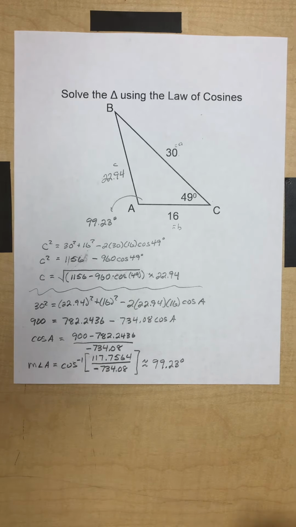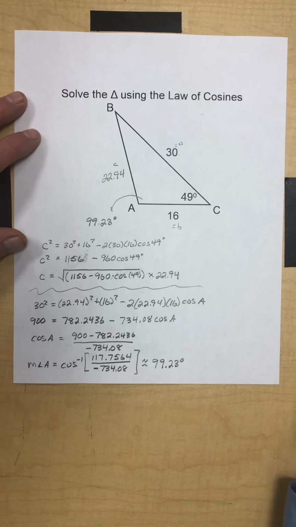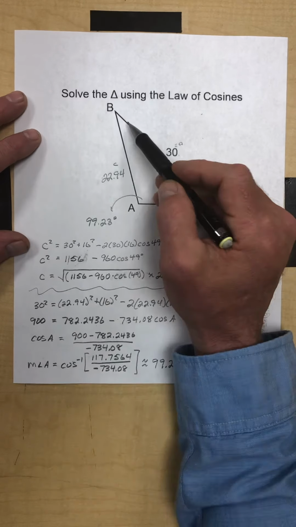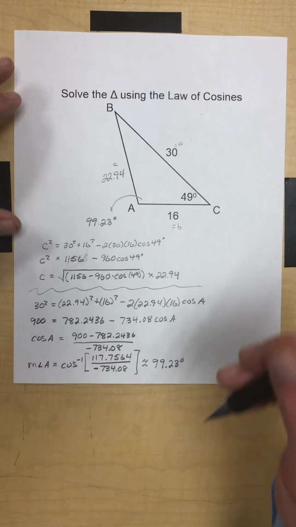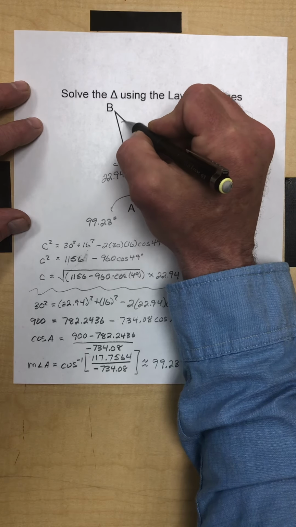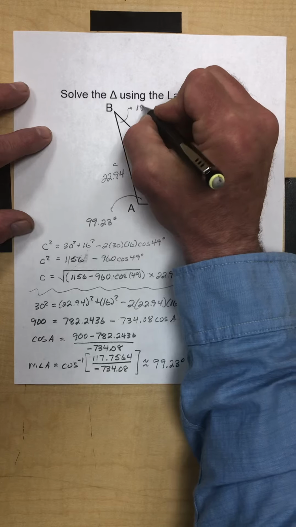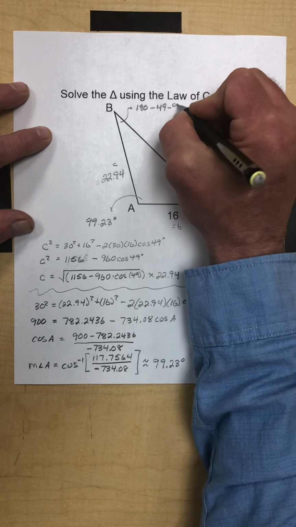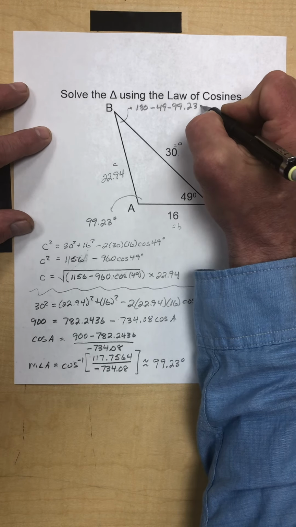and technically, you'd be correct. You could do that. The problem is that if you made a mistake here, you're not going to know it, and so not only will this be wrong, but that will be wrong. Now, we could take a look at what we should get. It should be real close to 180 minus the 49 minus the 99.23. We better get something real close to that.